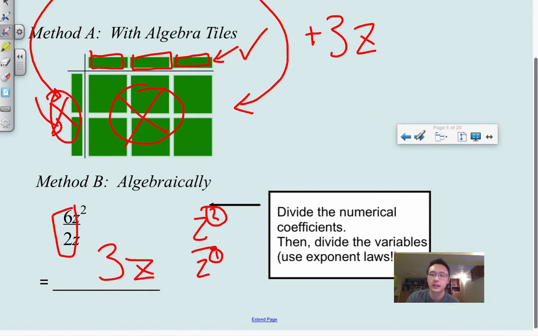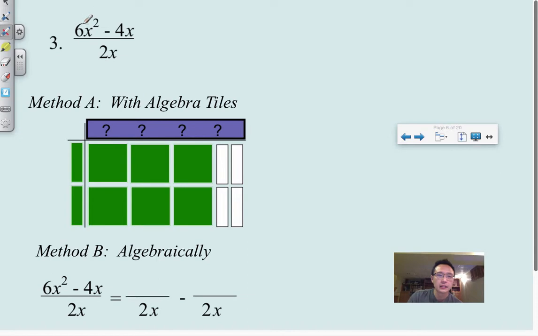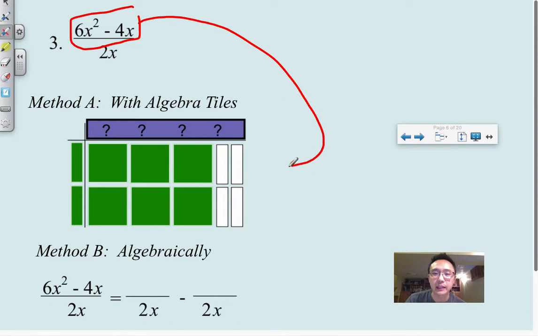And let's try another example. Now this one is a little bit more complicated because you have a bunch of things. It's not a monomial anymore. But let's try it with the same way. Let's put this top part, that's my total, in here. So I have 1, 2, 3, 4, 5, 6. So that's your 6x squared. And then subtract 4x, that's 1, 2, 3, 4.